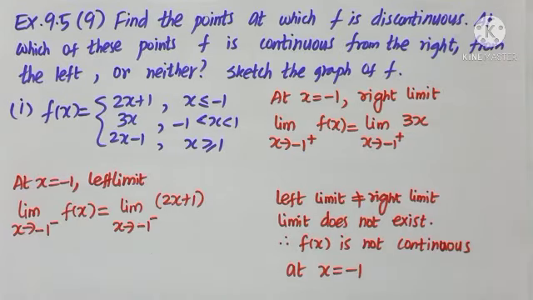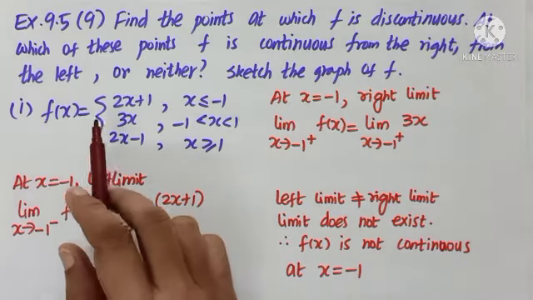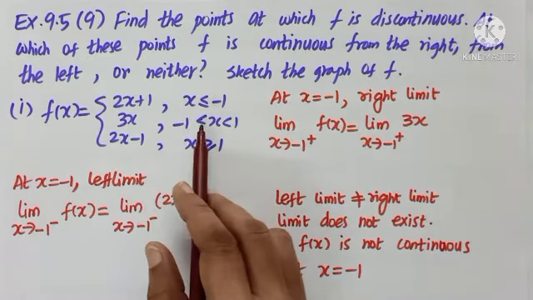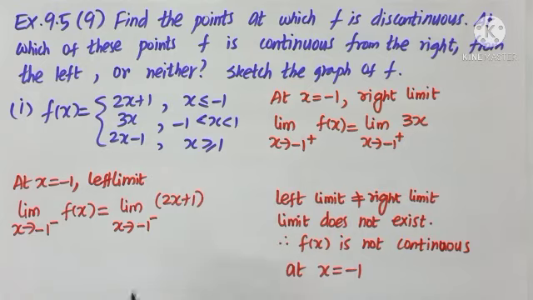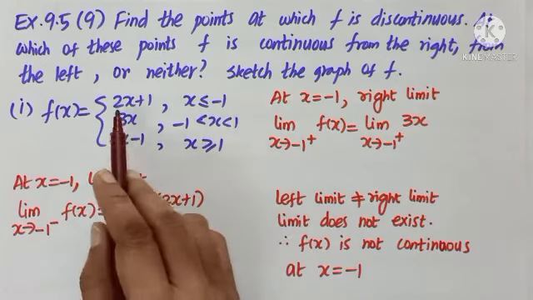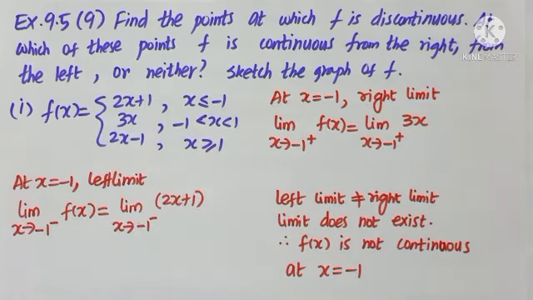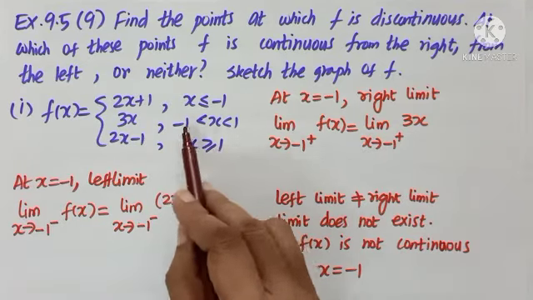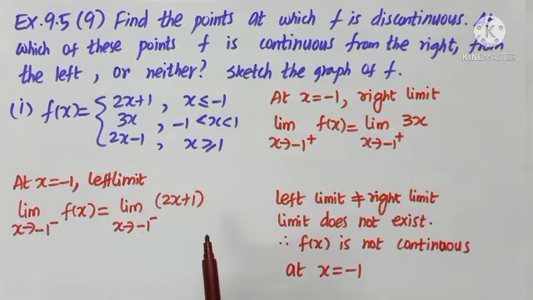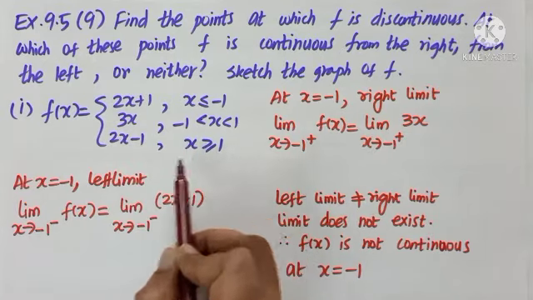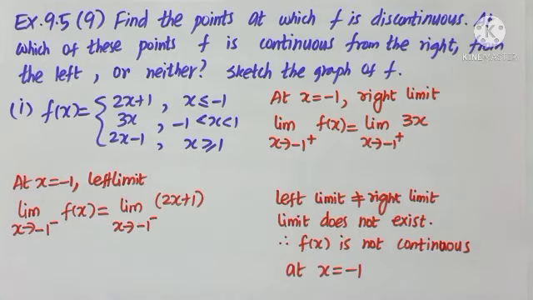Question number 9. Find the points at which f is discontinuous. At which of these points is f continuous from the right, from the left, or neither? Sketch the graph of f. Given the function, it is defined in 3 different intervals. When x is below minus 1, it is 2x plus 1. When x is between minus 1 and 1, it is 3x. When x is above 1, it is 2x minus 1.